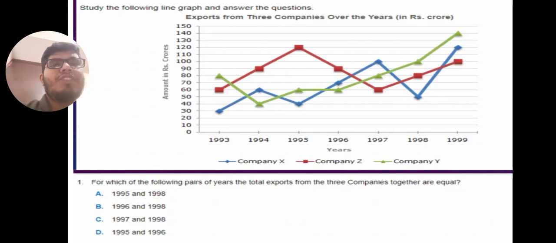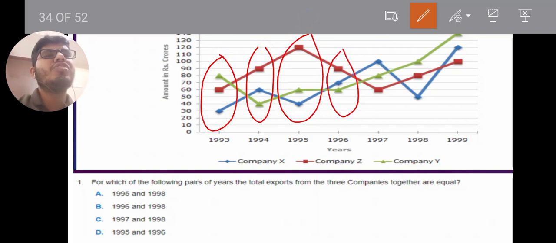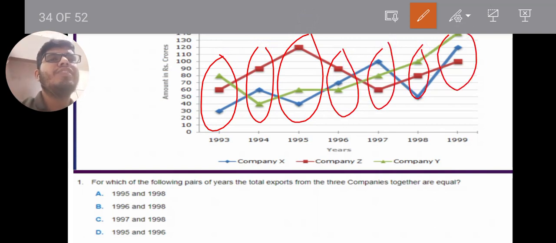The first question is, for which of the following pairs of the years the total exports from the three companies together are equal? So they have asked there are 2 years where the total exports are equal. So which are those years? So we have to calculate the total of these. You know the totaling technique. We are able to calculate. You need not go for X company, Y company, Z company and all. Directly you go for the totaling technique.